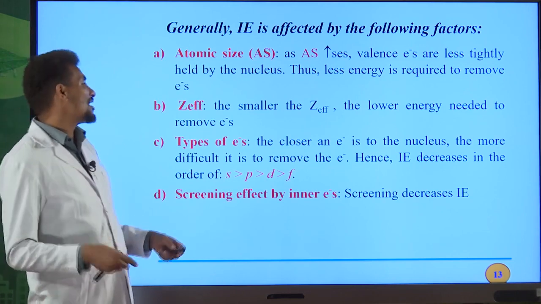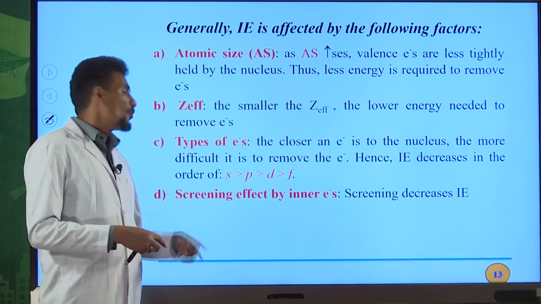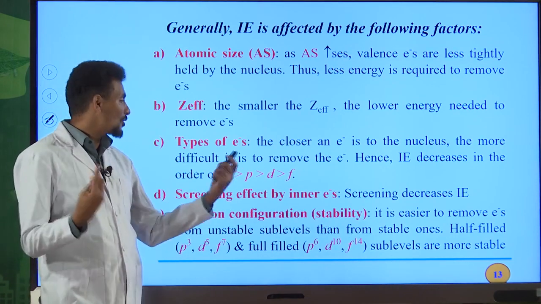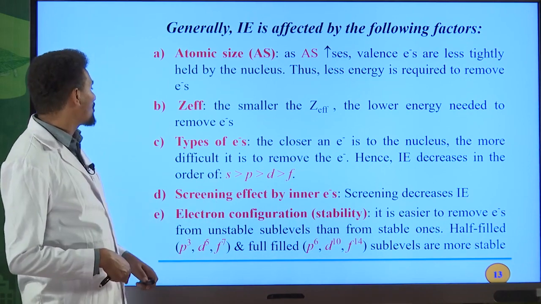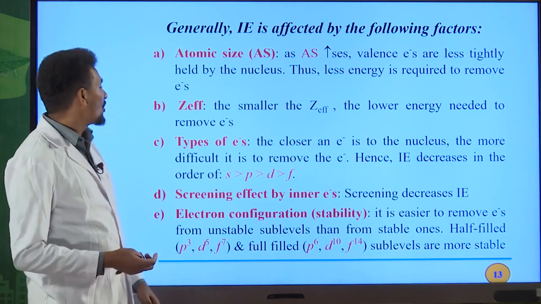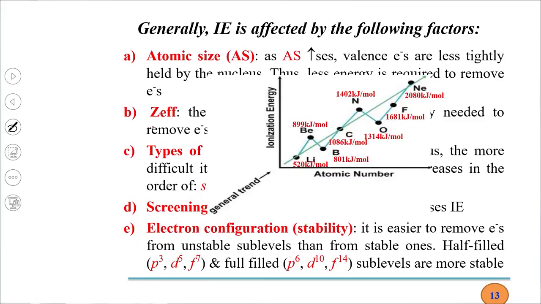So less energy is required to remove electrons from atoms which have a high screening effect. So the screening effect is also another factor that affects ionization energy. And the last one is stability. I told you about this one. You can also compare the ionization energy of these elements based on their stability, based on their electron configuration.